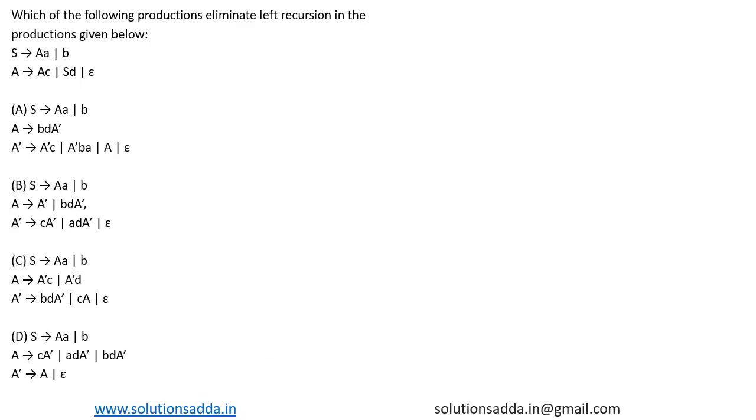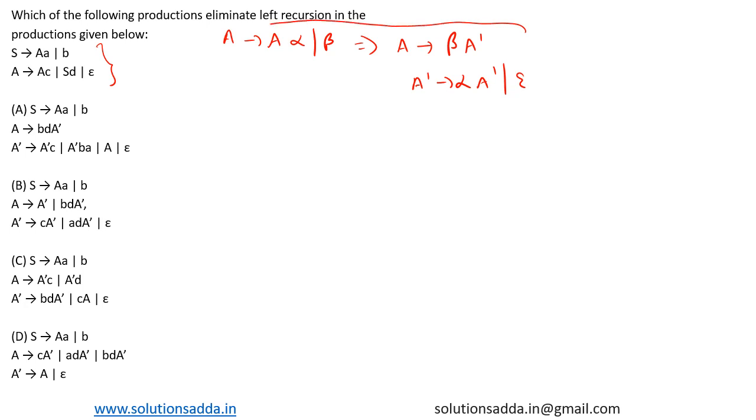This is a question from compiler design. Which of the following productions eliminate left recursion in the productions given below? Four options are given, and this is the grammar. To remove left recursion from a grammar of the form A derives A alpha or beta, we rewrite the production rules as A derives beta A dash and A dash derives alpha A dash or epsilon. This is the basic rule. Now based on this rule, let's try to solve it.